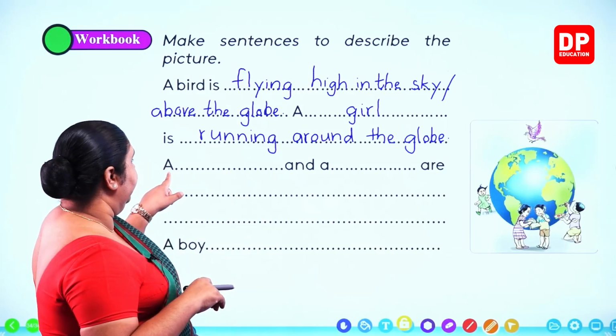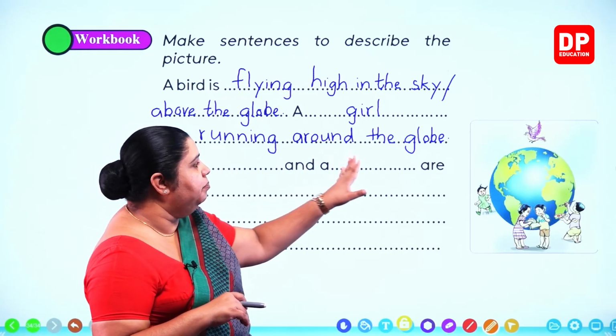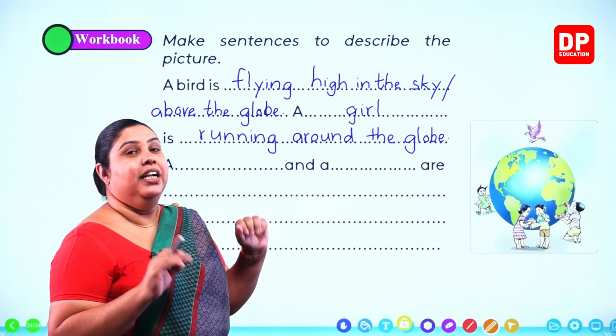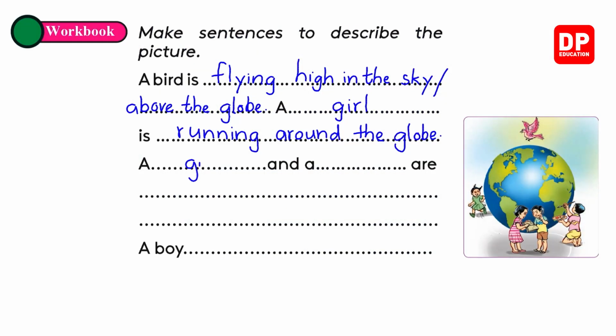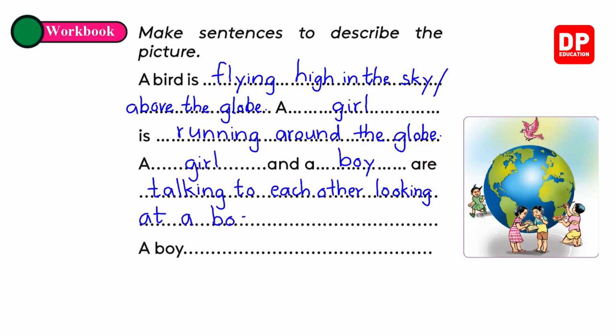Then the third sentence, a blank and a blank. Now we can see there are 2 children here. So we can start the sentence like this. A girl and a boy are talking to each other, looking at a book.